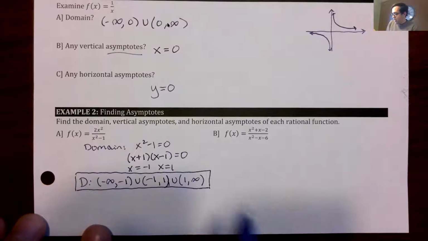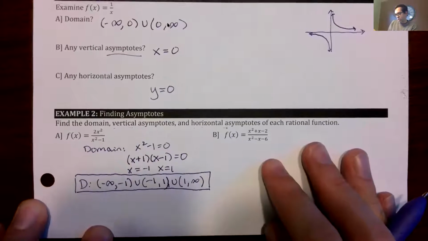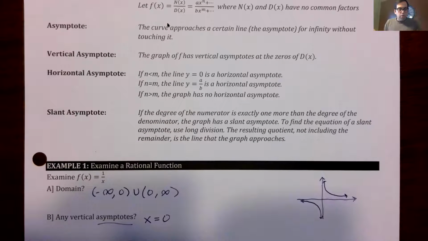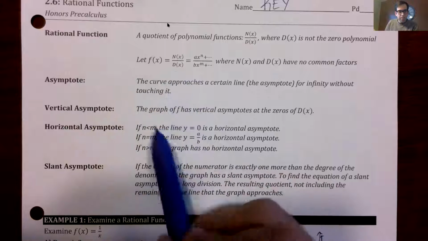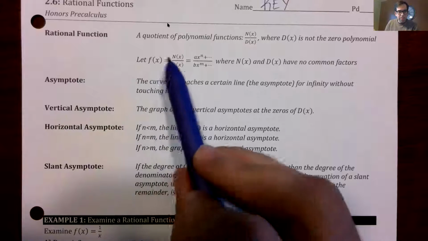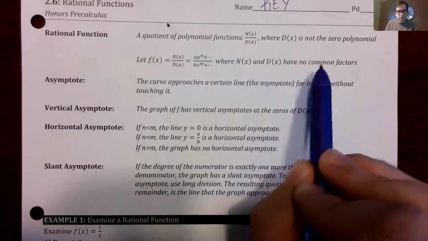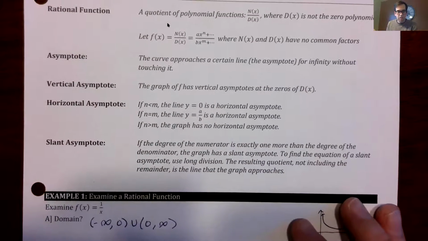The next part is the asymptotes. We want vertical and horizontal asymptotes. So I'm going to go back up here so we can take a look at what that means. The graph of f has a vertical asymptote at the zeros of the denominator, right? But notice that right before we get to the idea of asymptote, this says that the function n of x and d of x have no common factors. The numerator and the denominator can't have common factors.